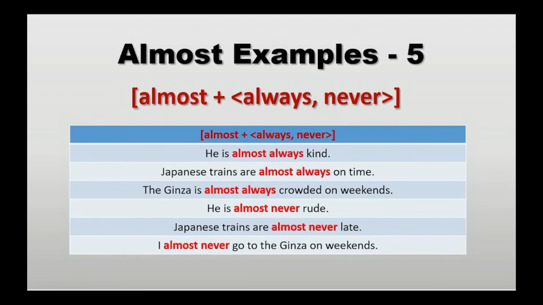So in the first sentence, we said he is almost always kind. So the next example sentence, he is almost never rude, has the same meaning. Always kind, never rude. So please repeat. He is almost never rude. The next sentence is also the same as the one above. We said previously, Japanese trains are almost always on time, so that means almost never late. So please repeat. Japanese trains are almost never late.